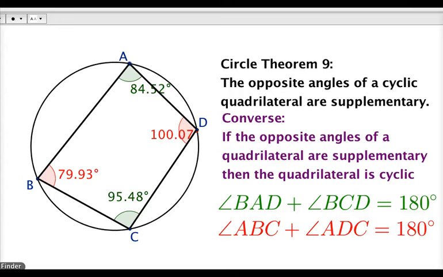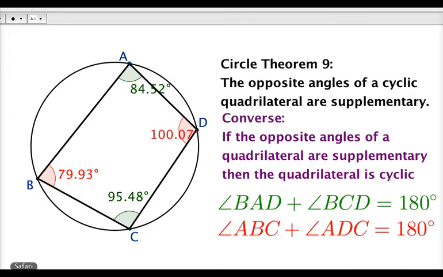Someone has just asked, do you just need one opposite pair? Yes, you only need one opposite pair. For example, that's 100 there and this is 80. So that's 180. Because the angle sum of a quadrilateral is 360, the other two would automatically also add up to 180. So you only need to prove one pair of opposite angles being supplementary. Okay?